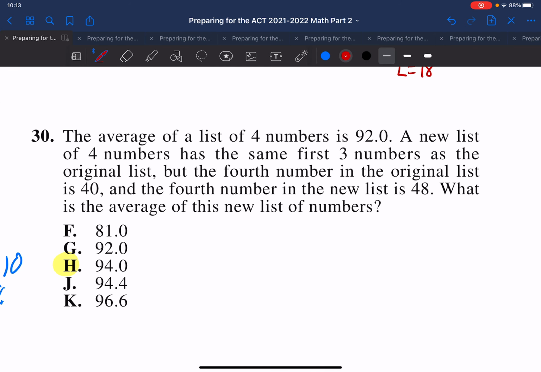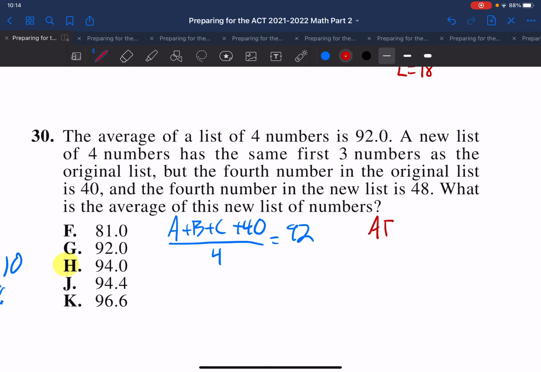Number 30. The average for a list of numbers is 92. A new list of 4 numbers has the same first 3 numbers, but the 4th number is 40 in the original list, and the 4th number in the new list is 48. What is the average of the new list of numbers? So we have 3 numbers, A plus B plus C plus 40, and if we divide them all by 4, we get 92.